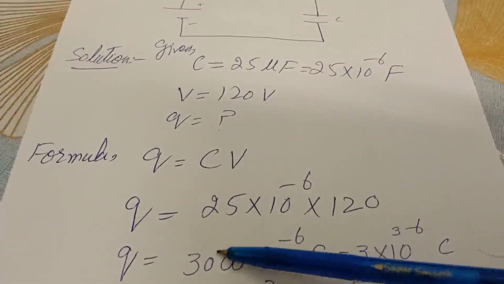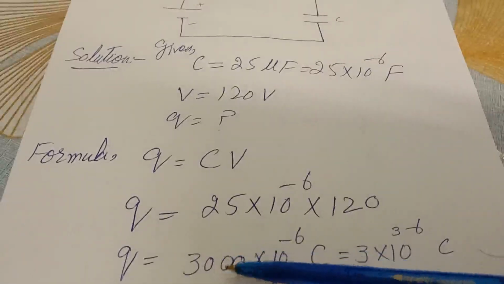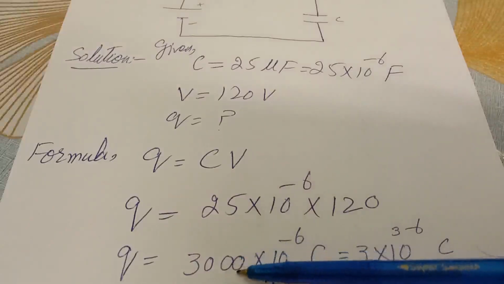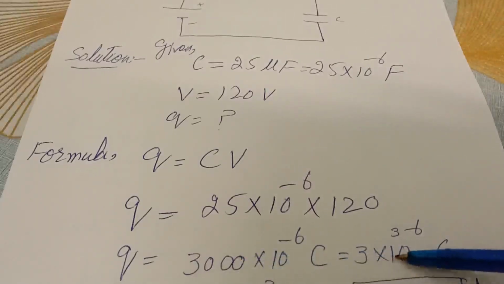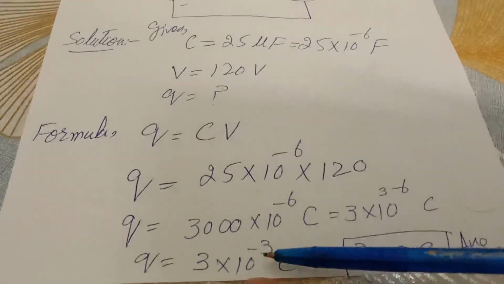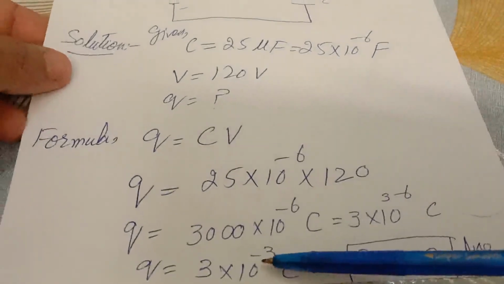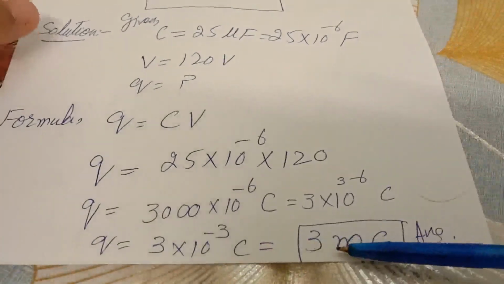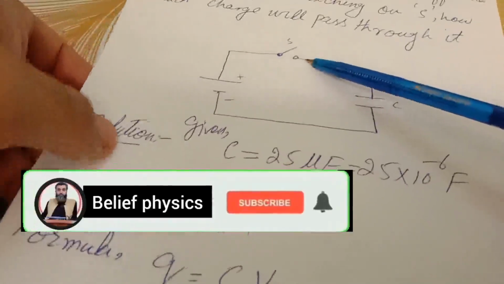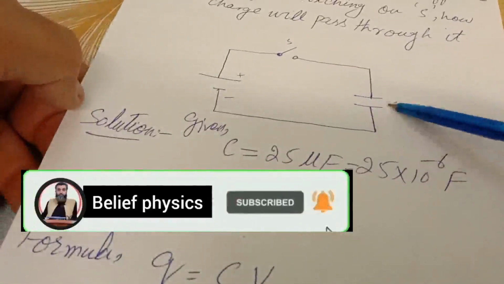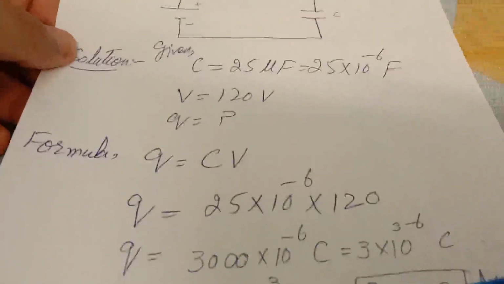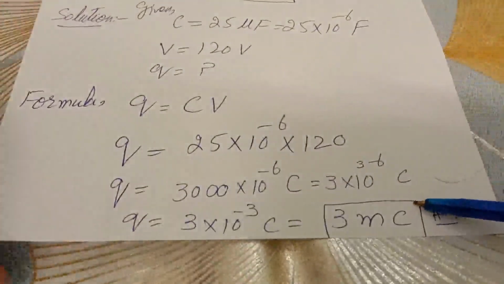Or if you remove these 3 zeros, it will give 3, and 10 to the power 3 will be added here. So we write 3 into 10 raised to the power 3 minus 6. 3 minus 6 is minus 3. So the answer will be 3 into 10 raised to minus 3 coulomb, or 10 to the power minus 3, you know, is milli. So the answer will be 3 millicoulomb. So when this switch is closed, a charge of 3 millicoulomb will pass through it. The maximum charge stored on the plates of the capacitor will be 3 millicoulomb. That's the answer of the question.